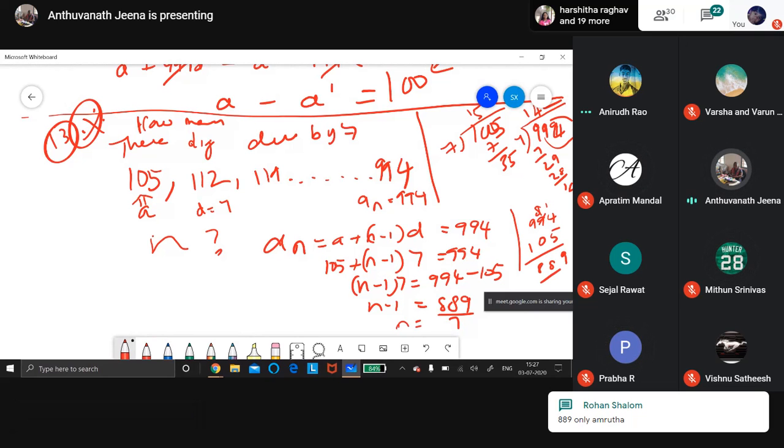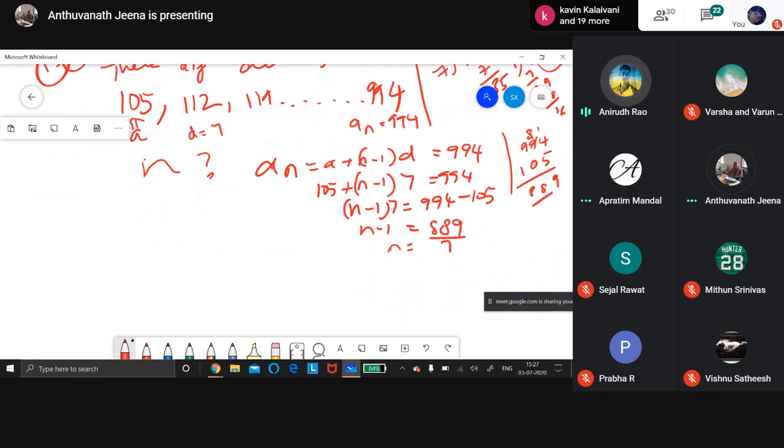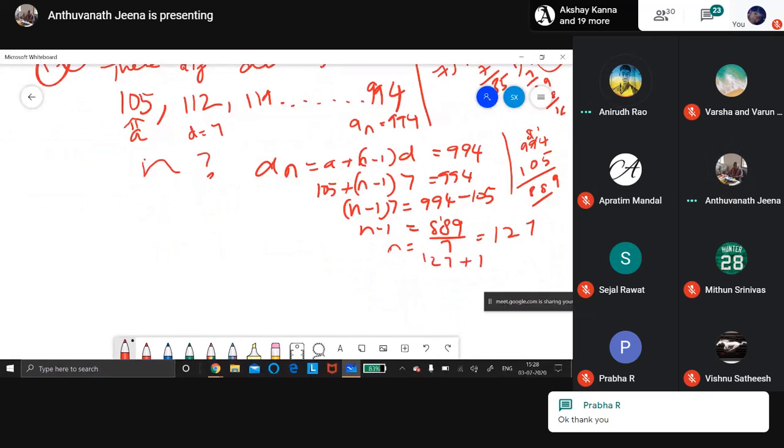n - 1 is equal to 127, because 7 ones are 7, 7 twos are 14, and 7 nines are 63. So n is equal to 127 plus 1. n is equal to 128.